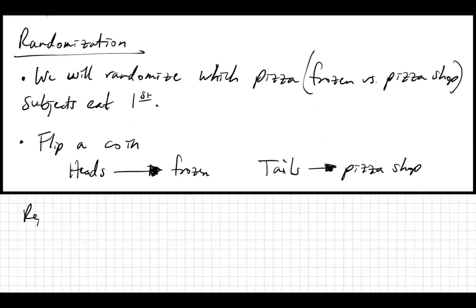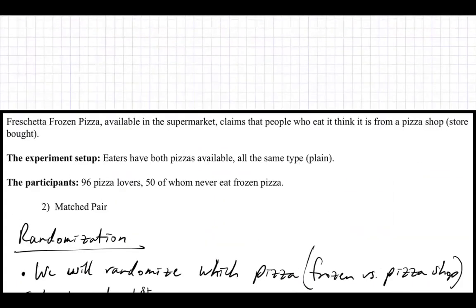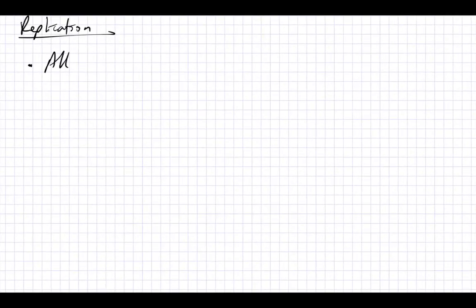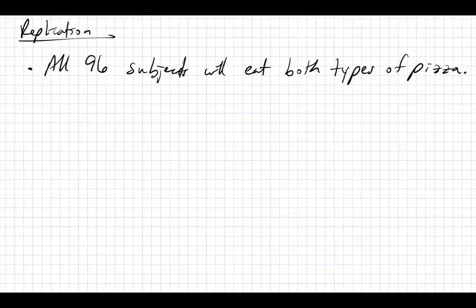Okay, replication. So for replication, how many people do we have? 96. So all 96 subjects will eat both types of pizza. Okay.